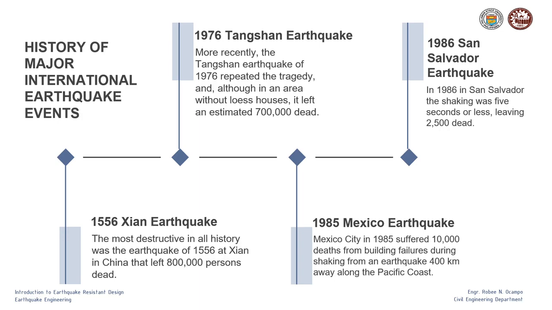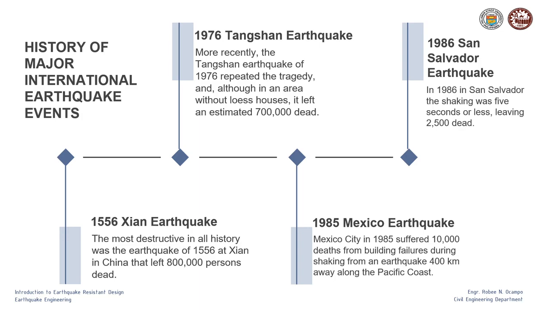So one of the recorded deadly or destructive earthquake events is the 1556 Xi'an earthquake. This is the most destructive in all history, and it left 800,000 persons dead. This is in China. It occurred in 1556 in Xi'an, China.